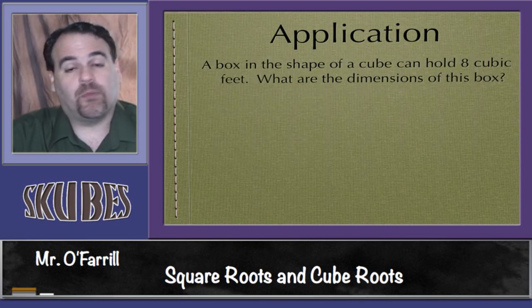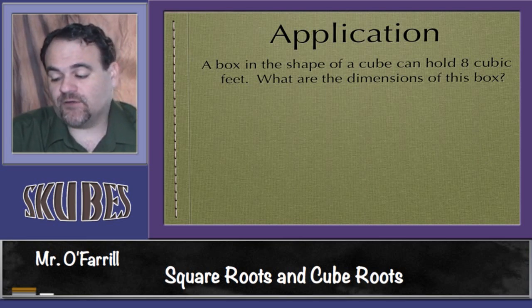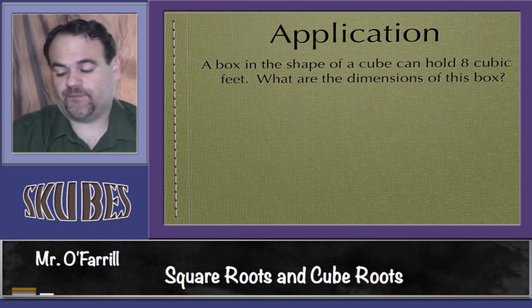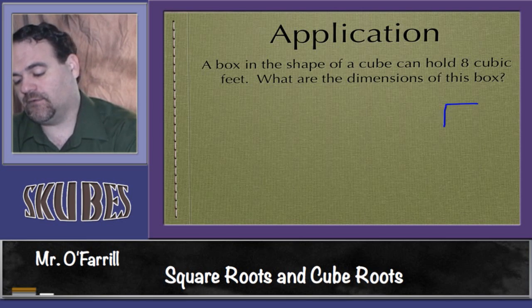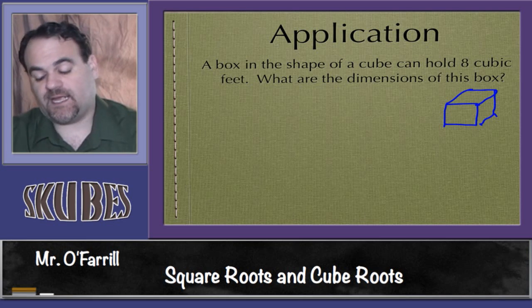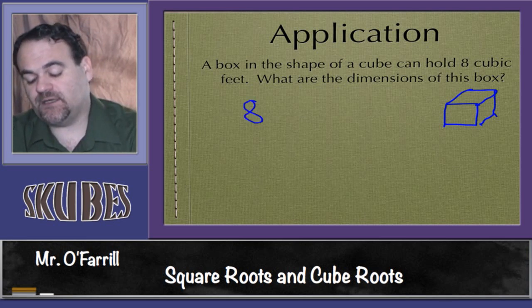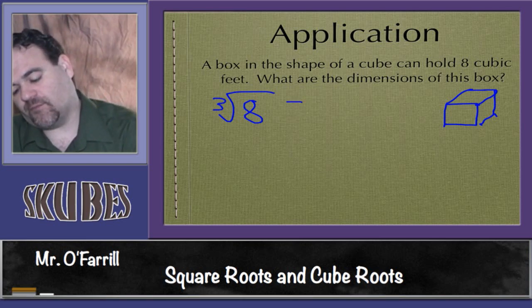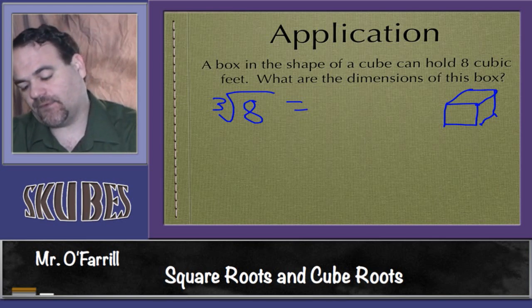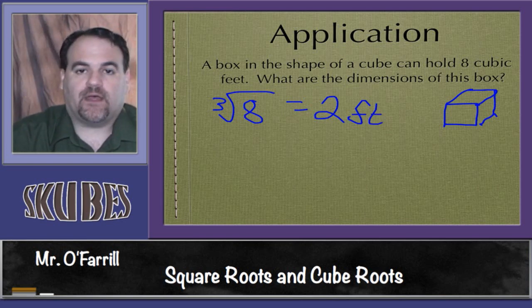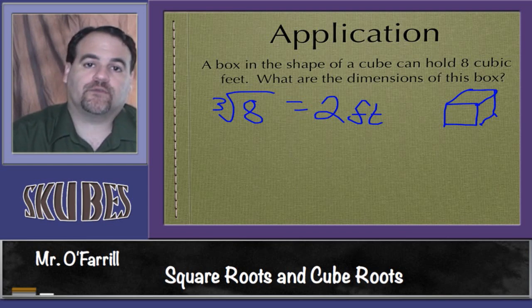And here's another example. We have a box that's in the shape of a cube, and it can hold 8 cubic feet. What are the dimensions of this box? So we've got our box in the shape of a cube, and what it can hold is 8, but we want to know what the dimensions are, so we need to take the cubed root of 8, which, if you remember from way earlier, several slides ago, we know that that is 2, or 2 feet. And that concludes our lesson on square roots and cubed roots.